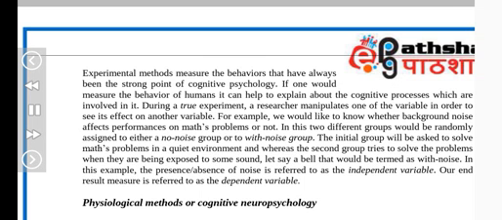In this, two different groups would be randomly assigned to either a no noise group or a with noise group. The first group will be asked to solve maths problems in a quiet environment, whereas the second group tries to solve the problems while being exposed to some sound, let's say a bell, which would be termed as with noise. In this example, the presence or absence of noise is referred to as the independent variable. Our end result measure is referred to as the dependent variable.